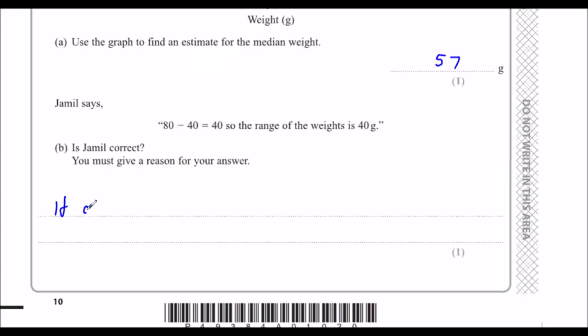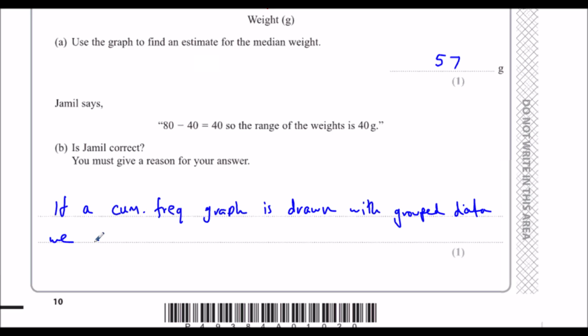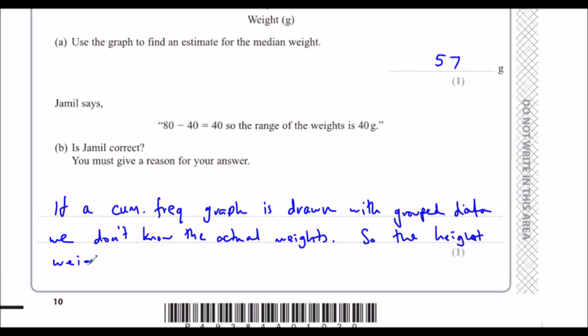So is he correct? You must give a reason for your answer. So if a cumulative frequency graph is drawn with grouped data, which they usually are, we don't know the actual weights, so the highest weight could have been less than 80.